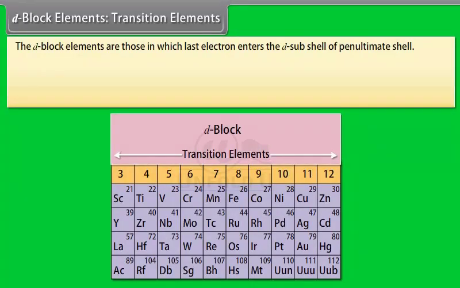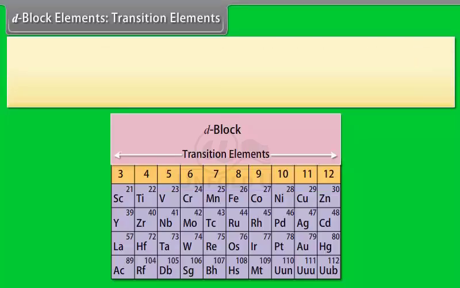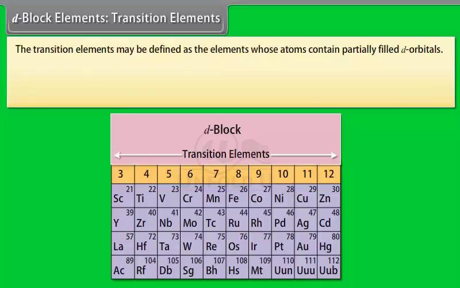D block elements, transition elements. The D block elements are those in which the last electron enters the D subshell of the penultimate shell. The elements of the D block of the periodic table are also known as transition elements as they are placed between S and P blocks. These elements possess properties that are transitional between the S and P block elements. The transition elements may be defined as the elements whose atoms contain partially filled D orbitals.